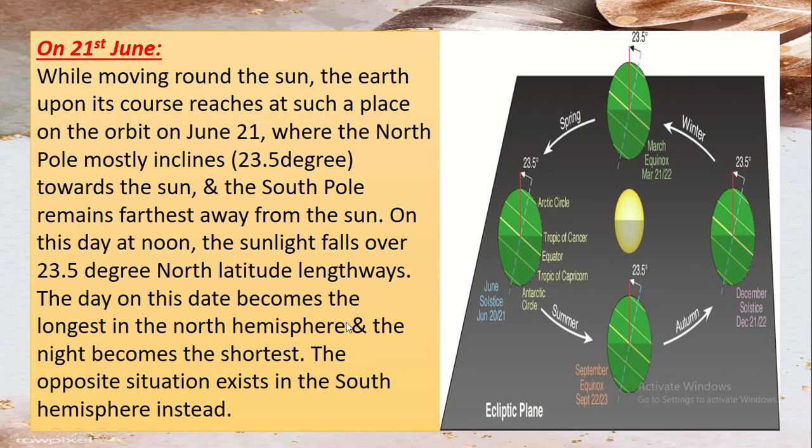Now I will tell you about the 21st June. While moving around the sun, started the journey from here. The earth upon its course reaches such a place on the orbit on 21st June where the North Pole mostly inclines towards the sun and the South Pole remains farthest away from the sun. On this day at noon, the sunlight falls over 23.5 degree north latitude lengthwise, and the day on this date becomes the longest in the northern hemisphere and the night becomes shortest. And the opposite situation exists in the southern hemisphere instead. That means in the southern hemisphere the day will be shortest and the night will be longest.